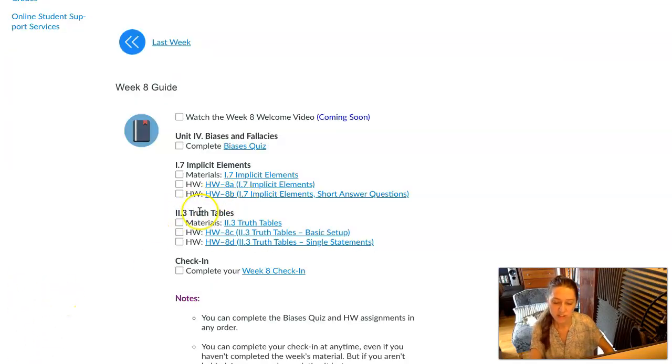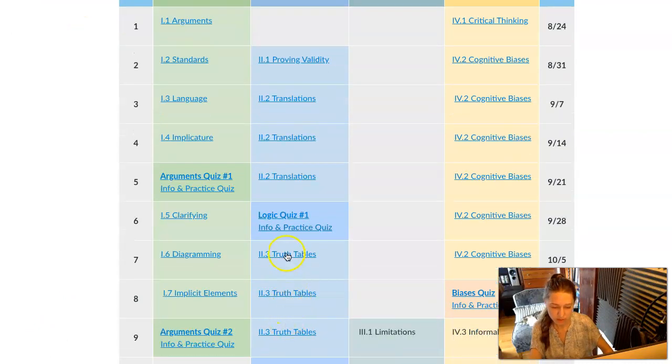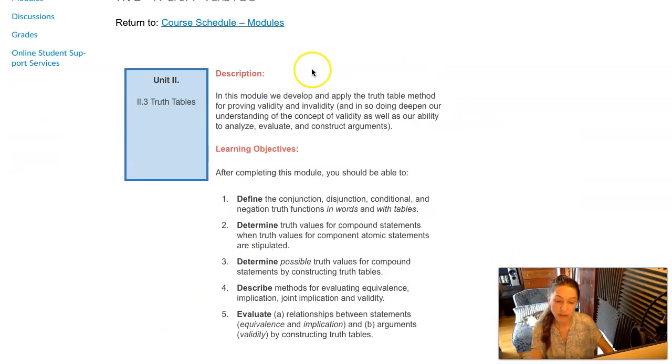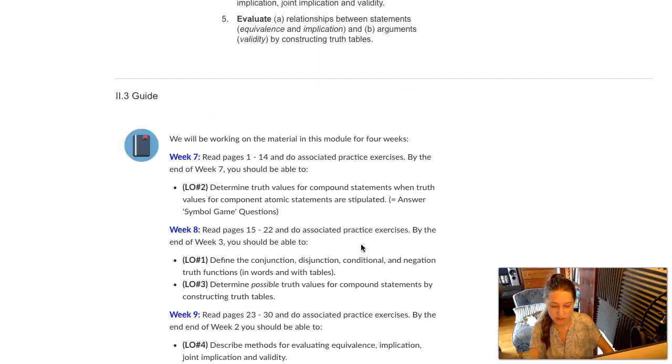And finally, let's turn to Unit 2, Mod 3, Truth Tables. So I could click here or scroll down, these are all the same link. We're in week 8, it doesn't matter which one we click. Okay, we've been doing truth tables for a week already, and we've got another couple to go. So let's look at week 8.